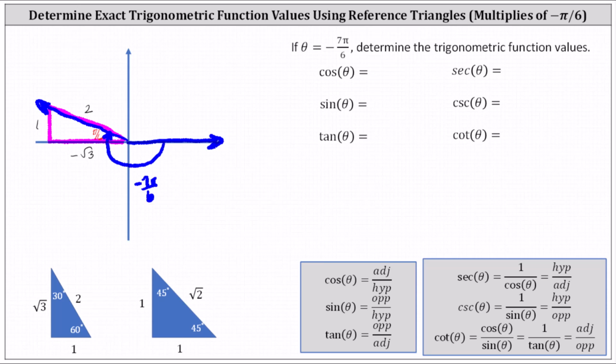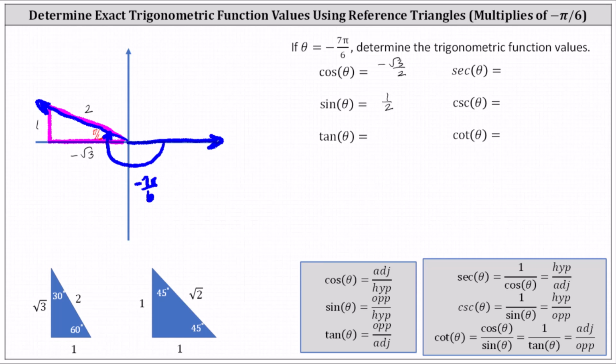Cosine negative 7 pi divided by 6 equals the ratio of the adjacent side to the hypotenuse, which is negative square root 3 divided by 2. Sine negative 7 pi divided by 6 equals the ratio of the opposite side to the hypotenuse, which is 1 divided by 2, or 1/2.